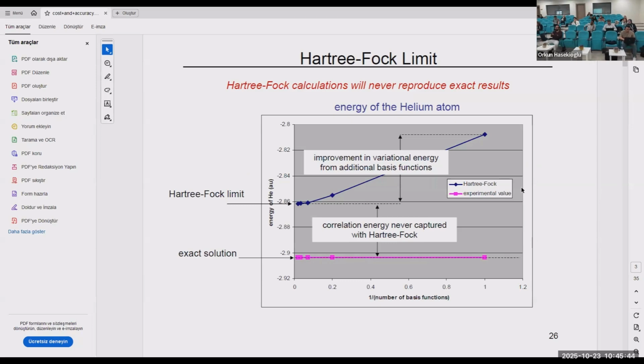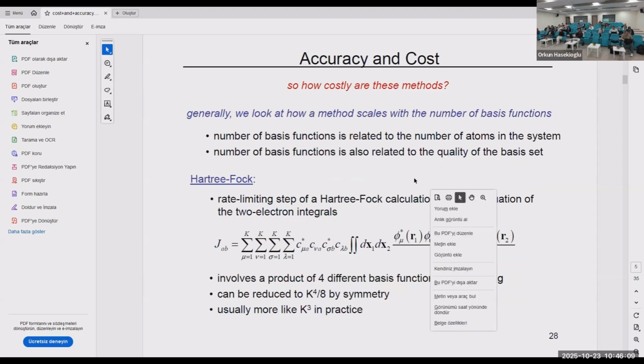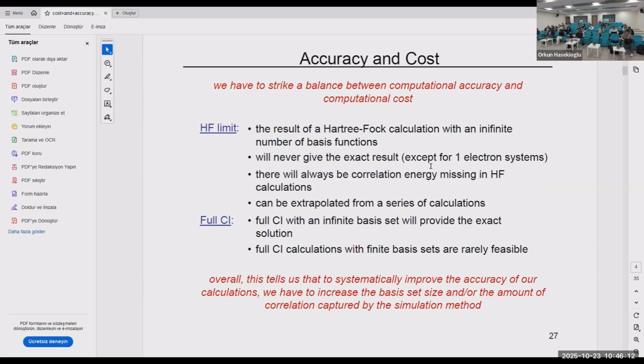Here you see the energy of the helium atom. The correlation energy is never captured with Hartree-Fock, and the improvement in variational energy from additional basis functions shows that it's still far away from the experimental value. So there will always be correlation energy missing in Hartree-Fock, which can be extrapolated from a series of calculations.